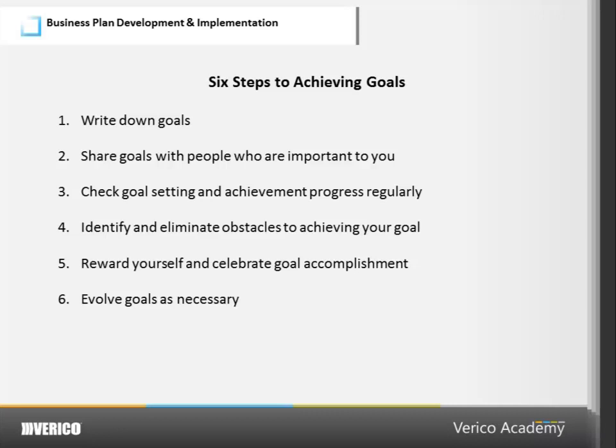You need to check your goal setting and achievement progress regularly to make sure that you're on track and that you're going to achieve your goal. Perhaps you'll want to adjust your goal as you check it.